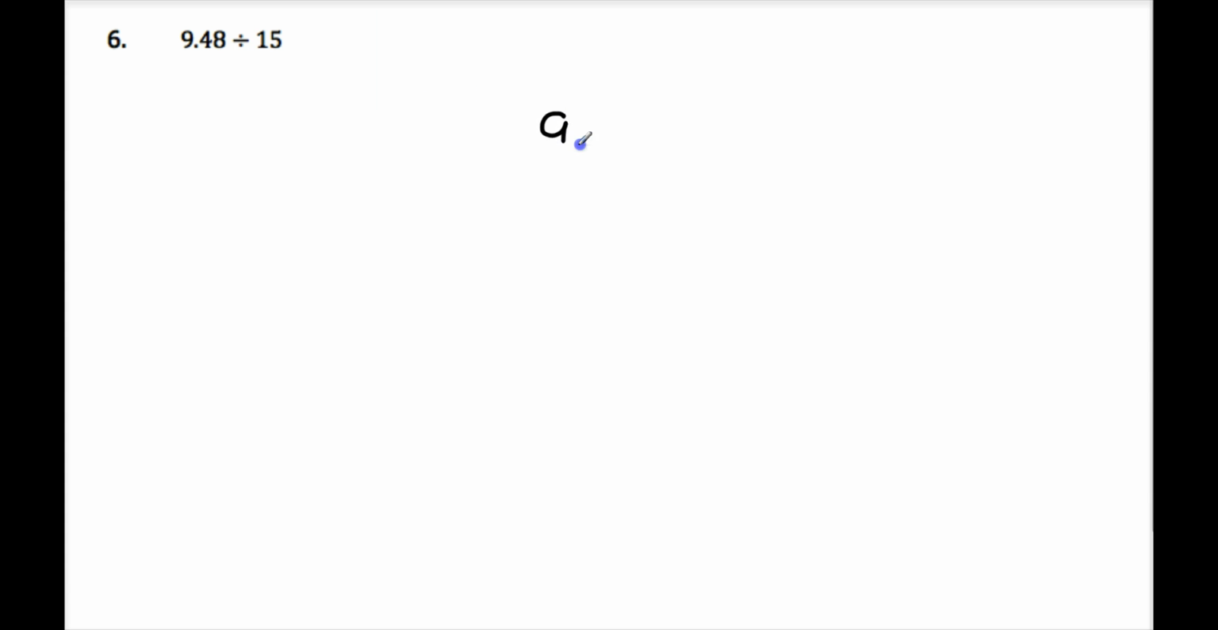Okay, number 6, we have 9.48 divided by 15. So 9.48 is our dividend. Our divisor is 15. Now, when you're dividing by a 2-digit number, you want to be careful. Ignore the decimal point for a moment. If this were 948 divided by 15, we can't take 15 into just 9. We have to take 15 into 94. So 15 will go into the number 94 6 whole times.